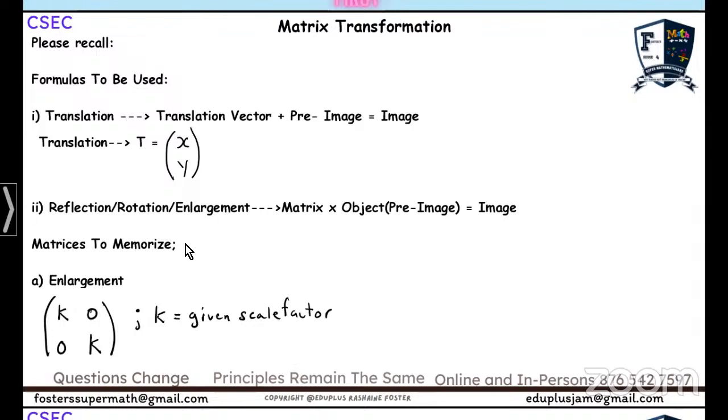There are also some matrices that we're going to need to try our best to memorize as well. For the persons who don't know these, let me give you half a minute or so to screenshot that and then let us get moving. Again, for translation you use that formula. For reflection, rotation, enlargement, you use that formula.